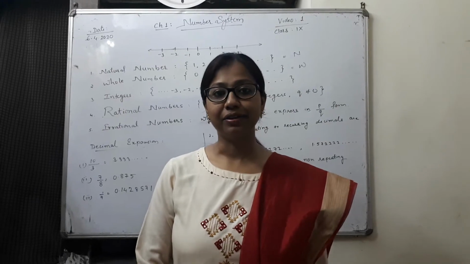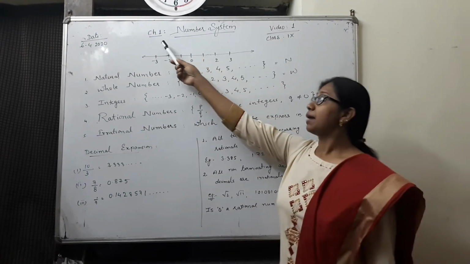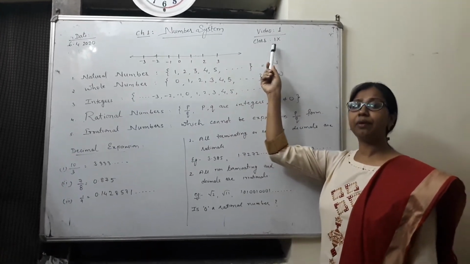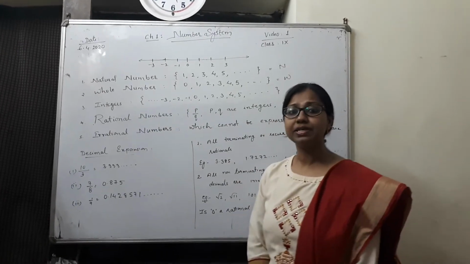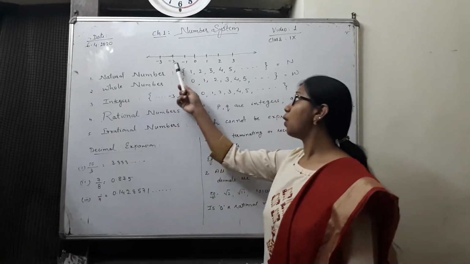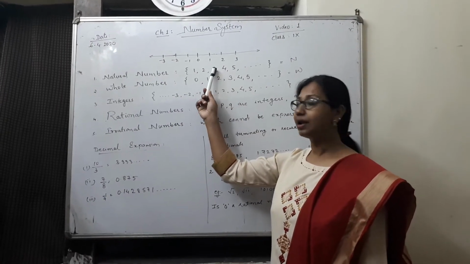Today I came with the first topic of Class 9, Chapter number 1, Number System. This is video number 1 of this series. In your previous class, you might have done the number represented on a number line. You have represented various numbers on a number line.